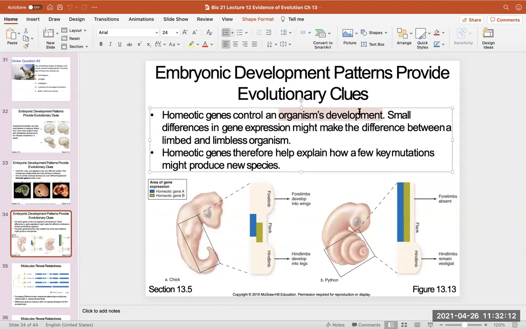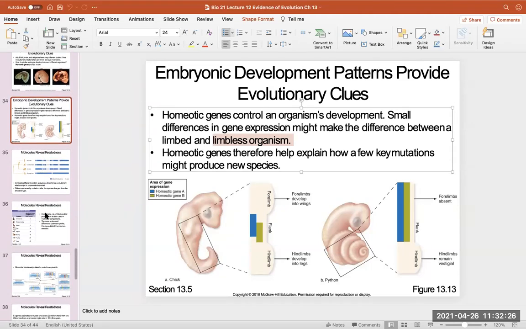So organisms' development. These are very important genes. If there is a mutation in these, you can be limbless, or you can have limbs in a place where your head's supposed to be. So it's a very important gene.